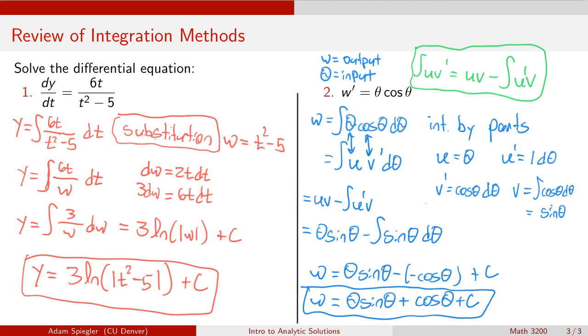And so if you have some questions or your integration skills are rusty, please do be sure to look over these methods. Substitution, integration by parts, partial fraction decomposition is another good method which you may be a little bit rusty with. So after looking these over, take some practice, give the quiz a shot.